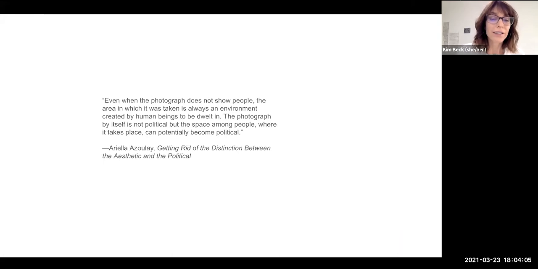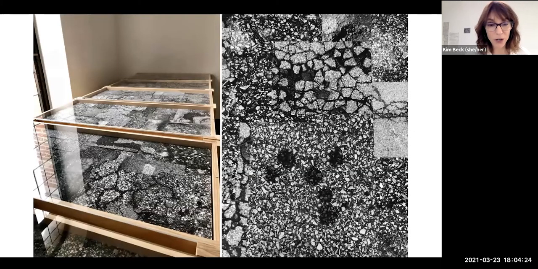So Ariella Azoulay says, even when the photograph does not show people, the area in which it was taken is always an environment created by human beings to be dwelt in. The photograph by itself is not political, but the space among people where it takes place can potentially become political. And that's something that I think about with my work, that in some ways, as here, these are just photographs of bumpy roads and potholes and broken asphalt. Here, the photographs are layered and collaged and put into these vitrines that are raised up so that the ground is raised up to the viewer.